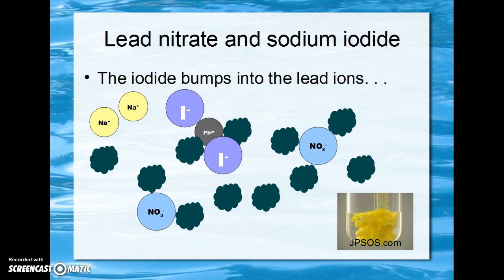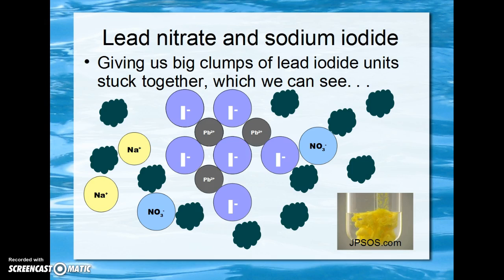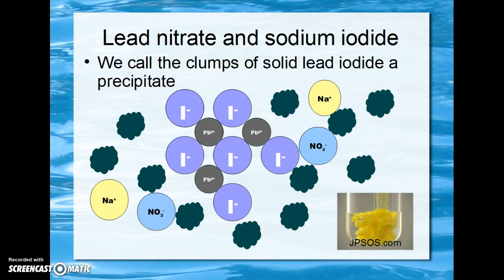When we mix them together, the iodide bumps into the lead ions rather rapidly. The water molecules, in this case, don't have enough energy to break the lead iodide apart. That means the lead iodide is pretty strongly bound together. And we get larger and larger clumps of lead iodide units stuck together, and ultimately, actually rather quickly, we can see those lead iodide units because they're reflecting yellow light. We call the clumps of solid lead iodide a precipitate.